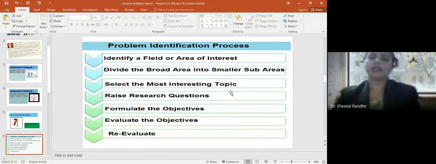Then divide the broad area into smaller sub-areas. Many times it happens that, like in my research study, I had decided that I was going to work for the entire India and other developing countries. Then I came to know that if I really want to give my original contribution, you cannot take the entire census as a sample in your research area. As you all know, what is the sample size?